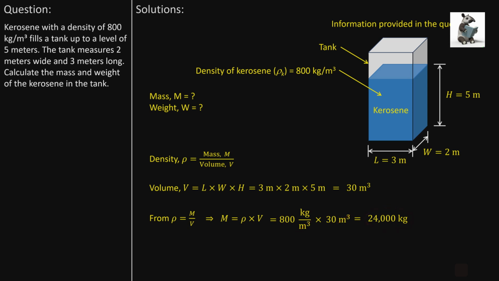Now, let's calculate the weight. Weight is the force of gravity acting on an object. It's calculated by multiplying the mass by the acceleration due to gravity, which we'll approximate as 9.8 meters per square second. We have the mass as 24,000 kilograms and gravity as 9.8 meters per square second. Let's plug those values in. The unit for weight is Newton, N. So, the weight of the kerosene is 235,200 newtons or 235.20 kilonewtons.